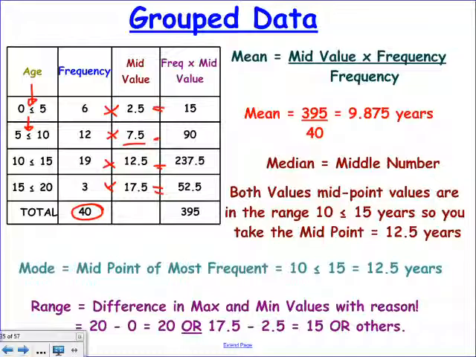Happy? So it's just like you've just done, but because we've got a range of data here, we have to pick something, and we pick the middle value. Okay? Let's move on to the median, the middle number.